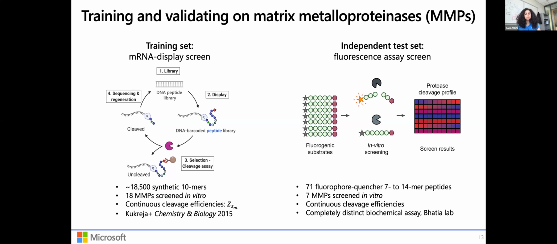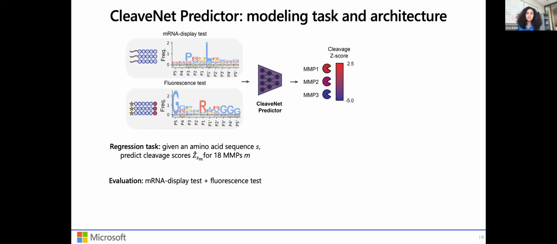And so with this in hand, our first task was to actually train the predictive model on that mRNA display training set. And the task that we set up was fundamentally a multi-output regression, where our task is, given a particular amino acid sequence S, we are training the model to predict a continuous cleavage score Z hat for each of these 18 MMPs M. And again, we leverage our 2 independent test sets for evaluation.